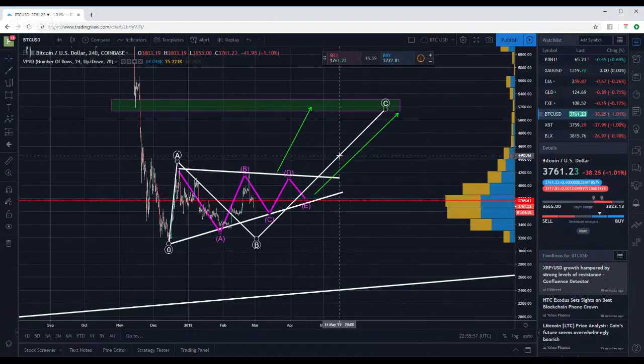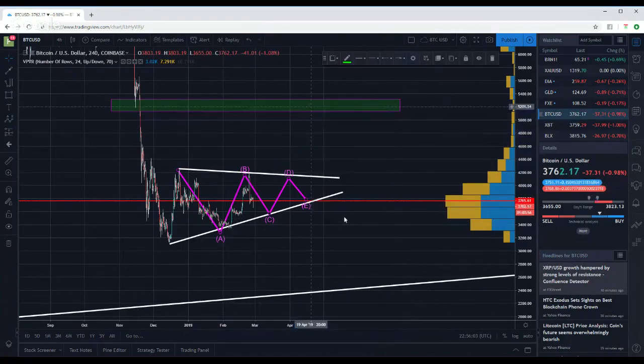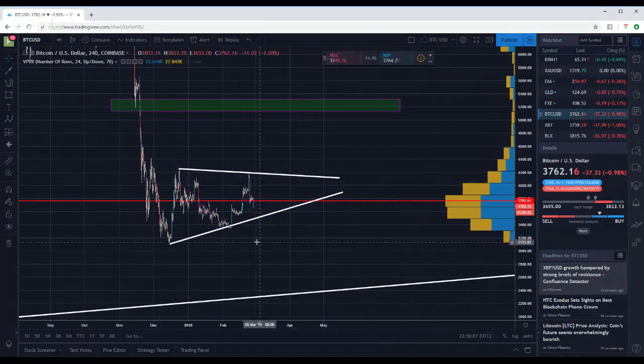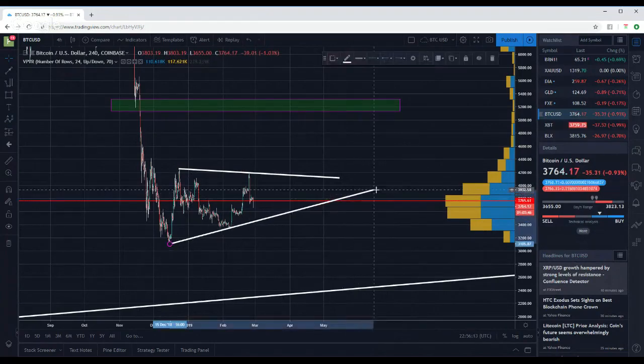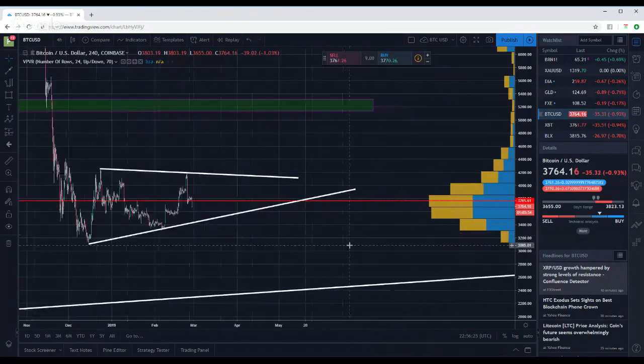In my opinion, it is way too early for this to be labeled as such, but there is that possibility. My main problem with this triangle is that in order for this trend line to be valid, there are only 2 points here. There's our low and our second low. So to be calling this an ascending triangle at this point, it's way too early.